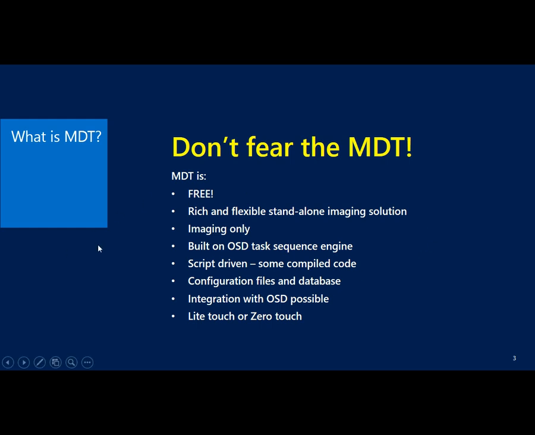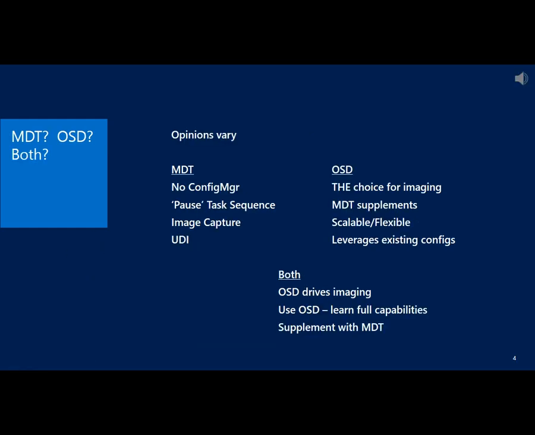All right. So in terms of MDT and OSD, whether we use one or both, let's explore that for a minute. We'll do that just by looking at some capabilities. This is by no means an exhaustive list, but it highlights a few things. Using MDT as the primary imaging source would be the way to go if you don't have ConfigMgr. If you have ConfigMgr, as alluded to under the OSD column, it should be the source for imaging because of all the goodness that it brings, but more on that in a second.